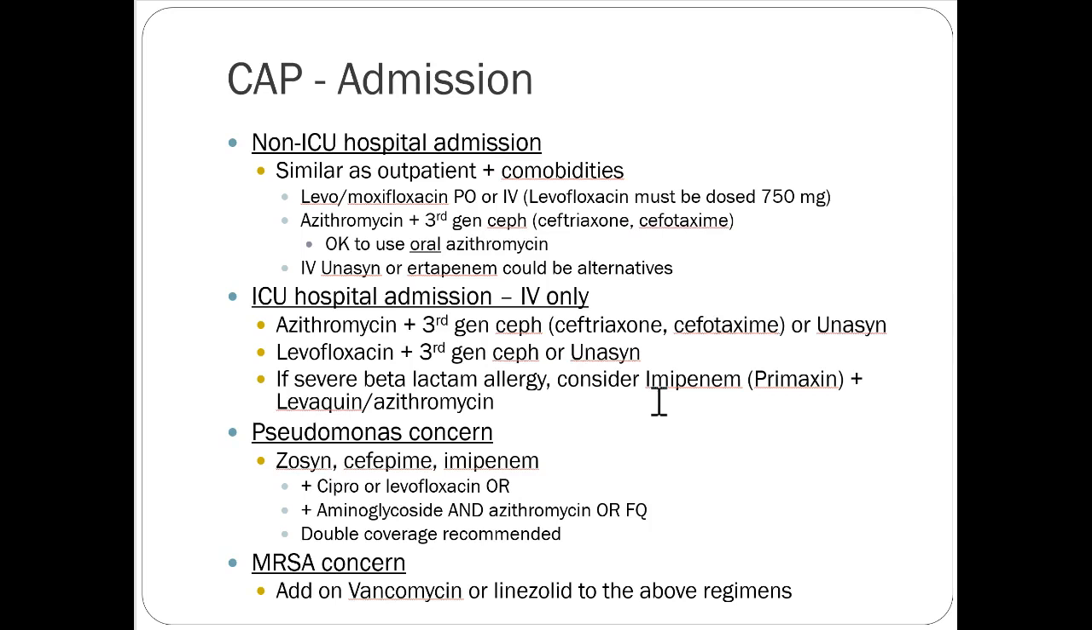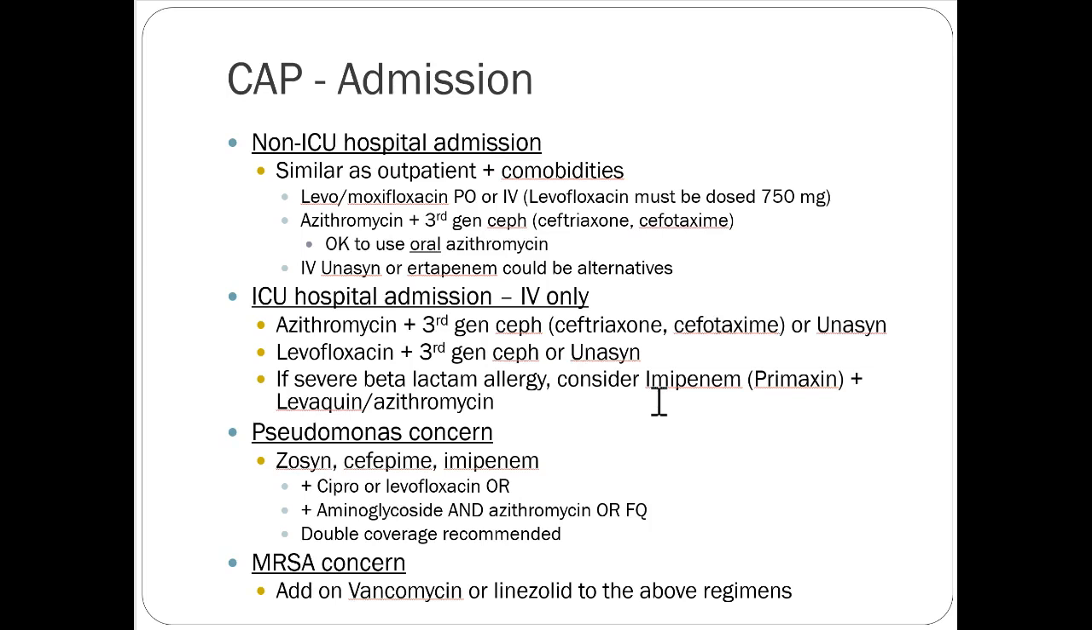Okay, admission to the hospital. It's very similar. Really, what we're still doing here is trying to cover atypical pathogens and strep pneumo. When it comes to a non-ICU hospital admission, you can do fluoroquinolones, the same ones, either oral or IV. Oral is just fine for hospital, especially if somebody's not that sick but needs to come in. Maybe they're just sick enough or you don't want to discharge them, but they're tolerating orals just fine. Go ahead and give them oral medication.